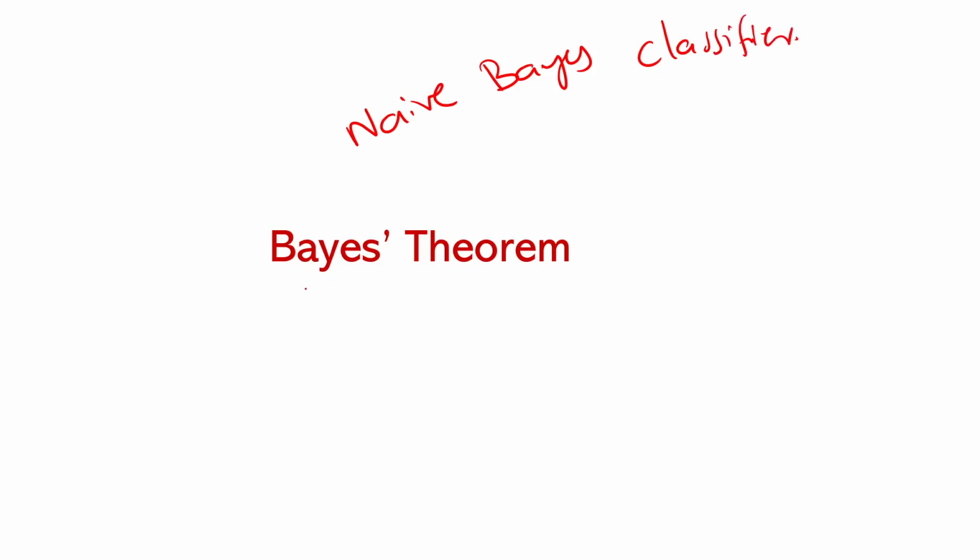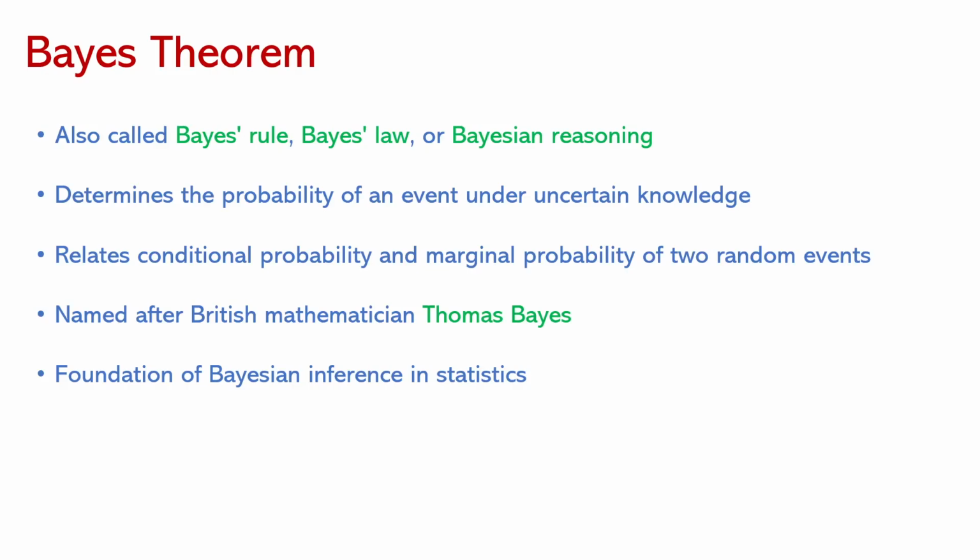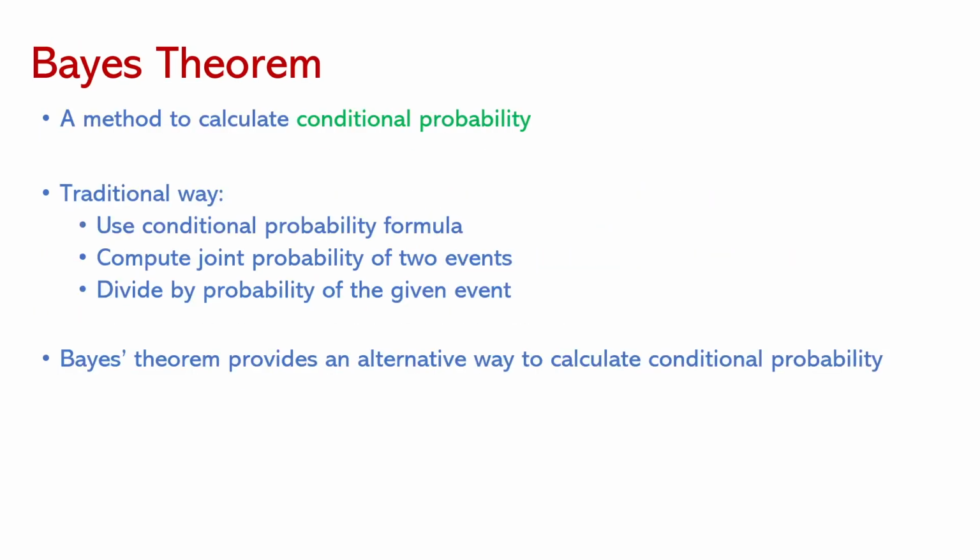So, we use the Bayes theorem principle directly to classify the data. Okay, so let us try to understand what this Bayes theorem is. It is also called Bayes rule, Bayes law, Bayesian reasoning, or naive Bayes classifier. All those terms are similar when you talk about Bayes theorem. It determines the probability of an event under uncertain knowledge. It relates conditional probability and marginal probability of two random events. Very important.